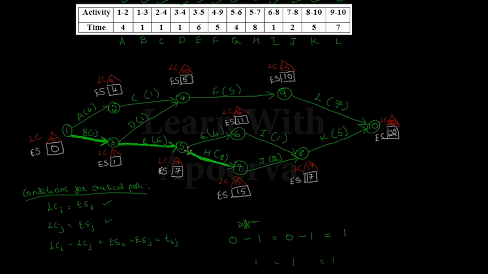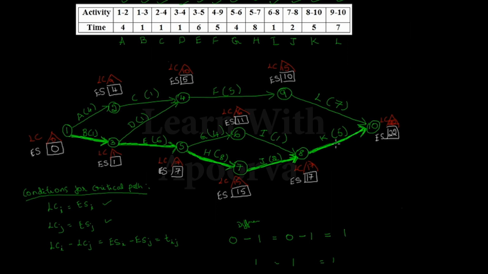So this is a critical activity, 15 by 15. Next we have 17 by 17. This also follows all three conditions, so this is a critical activity. Next we have 22 by 22, 17 and 7. The difference of 17 and 22 is 5, and the other difference is also 5. So this also satisfies the critical path condition, so this is also a critical activity.